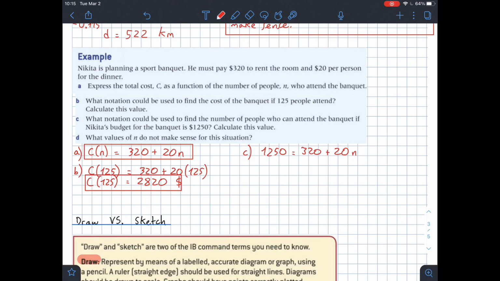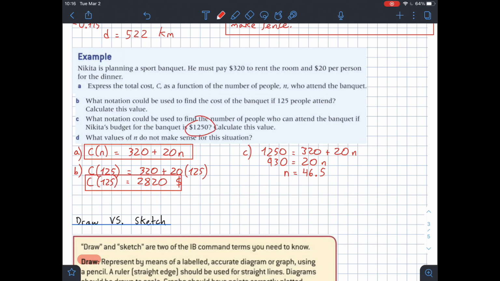1,250 minus 320, that's 930, is equal to 20n. So the value of n, if we divide 930 divided by 20, would give us 46.5 people. But remember, we're talking about a number of people, right? So where do you think we need to round this value? To 46 or to 47?